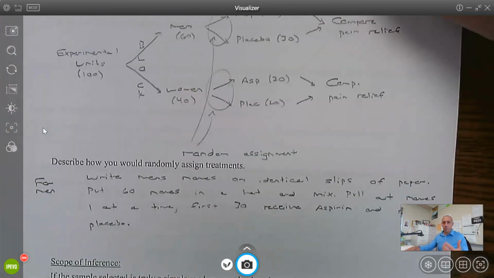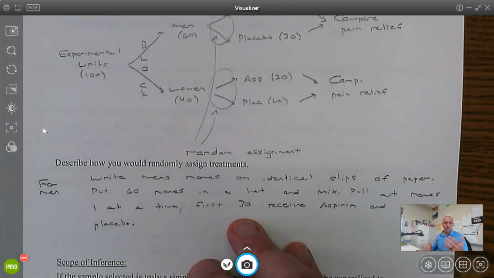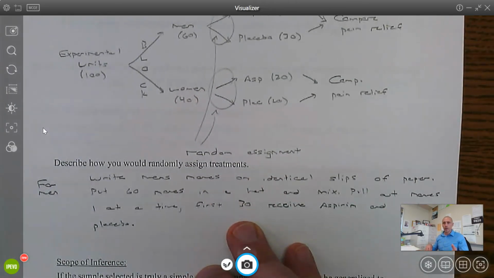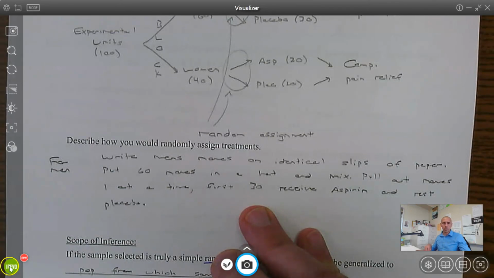So other things in here are like blind, double blind, matched pairs experiment. This doesn't cover every little detail, but hopefully that gives you a pretty good overview of chapter 4.